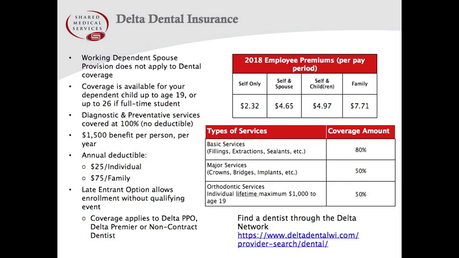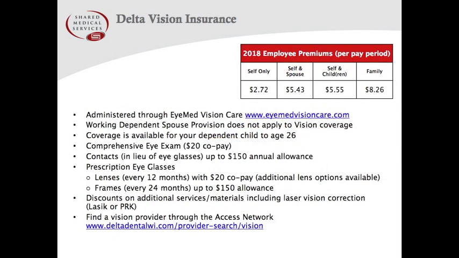Premiums are listed per pay period, and these are also pre-tax deductions via payroll. Preventative services such as annual visits and cleanings are covered at 100%. There is an annual deductible of $25 per individual or $75 per family. Our late entrant option allows for annual enrollment if you do not elect this benefit upon hire. You can use the link in this presentation to find providers for dental services and see if your own dentist is in the preferred network.